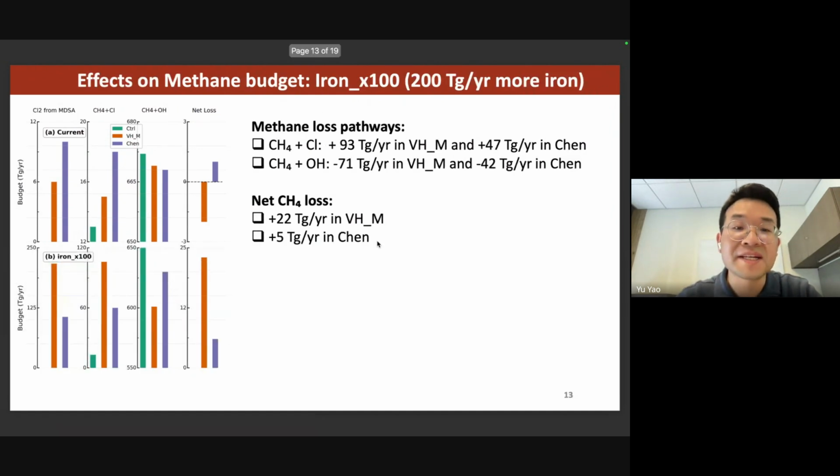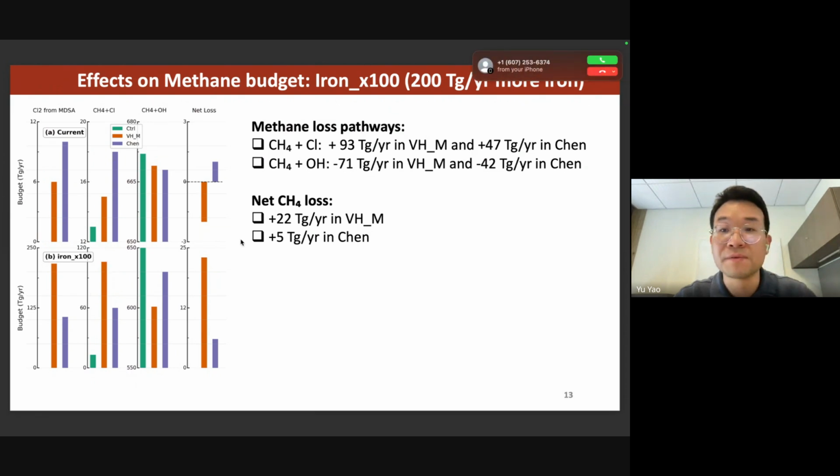We also analyze the case where more than 200 teragram of iron are emitted over the ocean, and we find that much more chlorine is produced, and the methane reaction with chlorine is also much stronger, with a corresponding reduction in the methane reaction with OH. As a result, we find that using the Verhagen Maiden scheme, this additional 200 teragram of iron will result in an additional 22 teragram of methane loss.